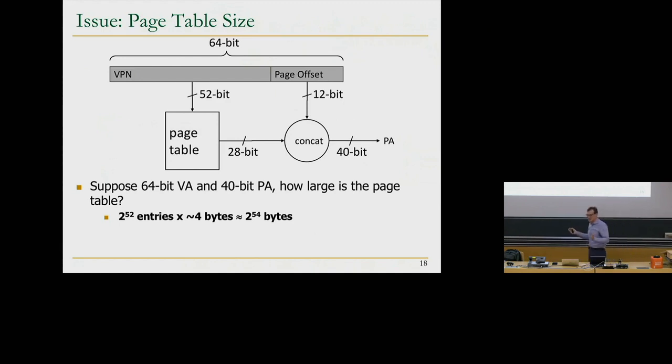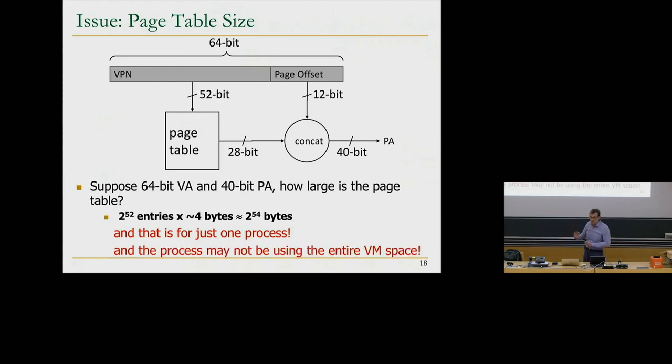So clearly you don't want this. This issue needs to be solved. And this is actually just for one process. You need to have this for all processes that are running in the system, at least that are ready to execute, right? And the process may not be using the entire virtual memory space. So one question is, do you really need this huge page table? Not all processes need that huge virtual address space, because they don't necessarily allocate data in all of that, right? Maybe some of them need very little.